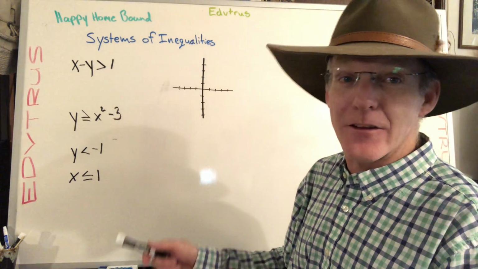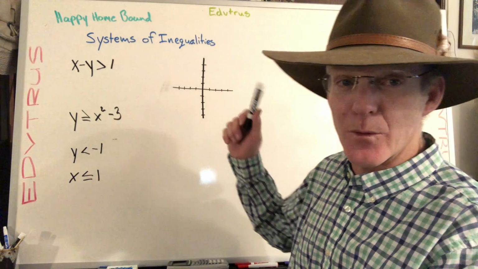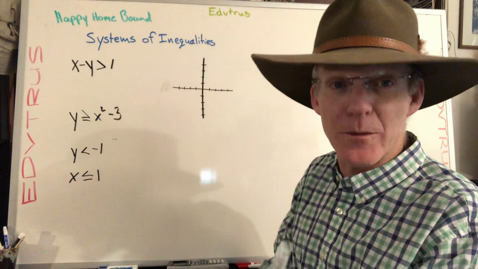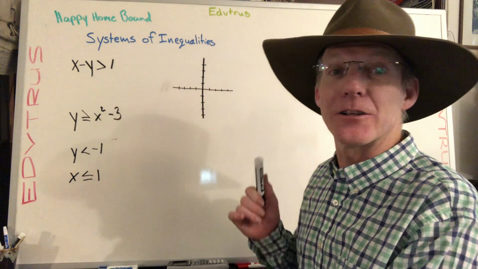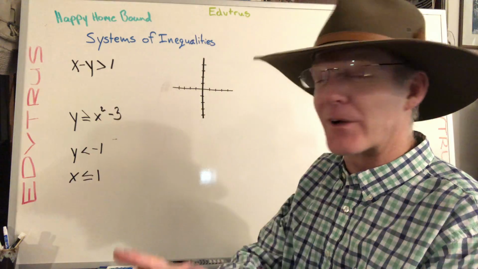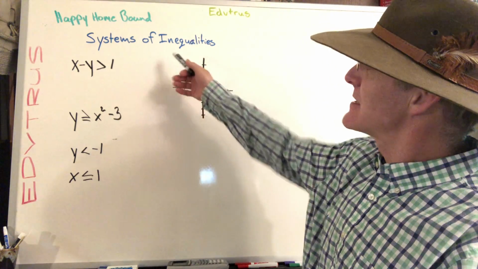All of this is coming together for a reason in the next section where we're going to be using this for a thing called the corner point principle to figure out a thing called linear programming. So we'll get to that. But for today, systems of inequalities.